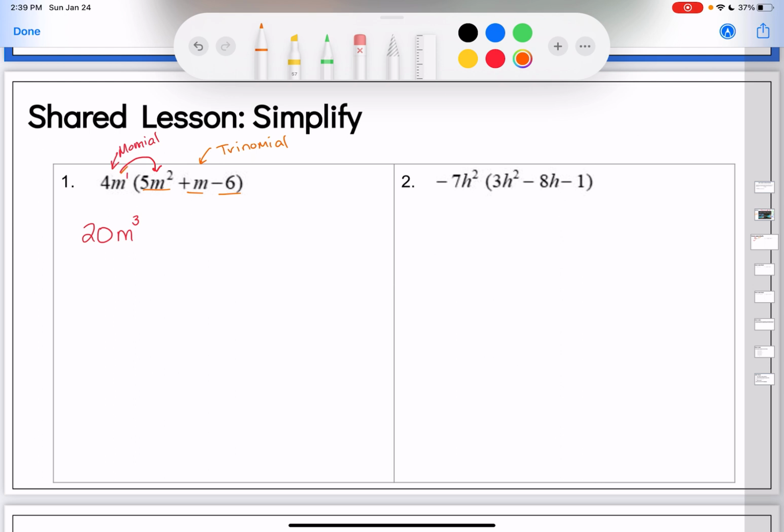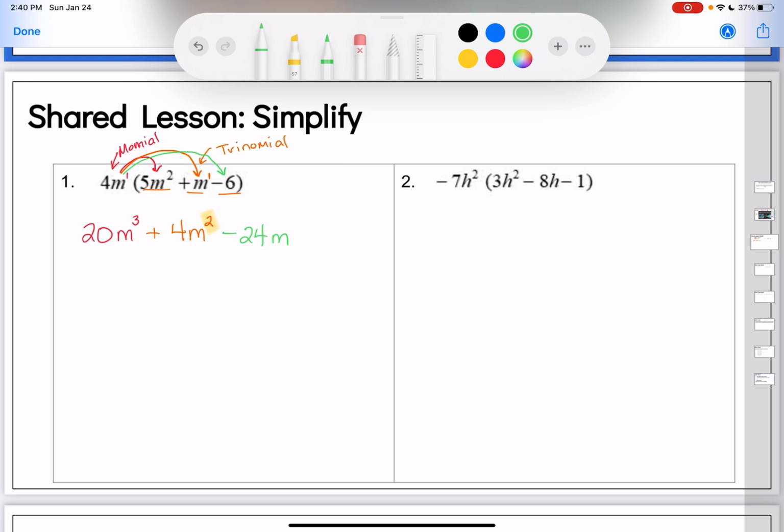All right. Now we're going to distribute to the second term. So I have 4m to the first times m to the first. It's kind of like the invisible 1 here, right? So I'm going to get 4m to the second. Be careful, that's one that catches people all the time. M to the first times m to the first is m to the second. Okay. And then I'm going to distribute it to my last term. 4m to the first times negative 6 would be negative 24m. Or m to the first, it's up to you.